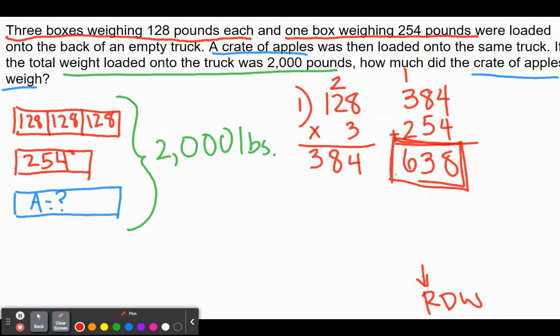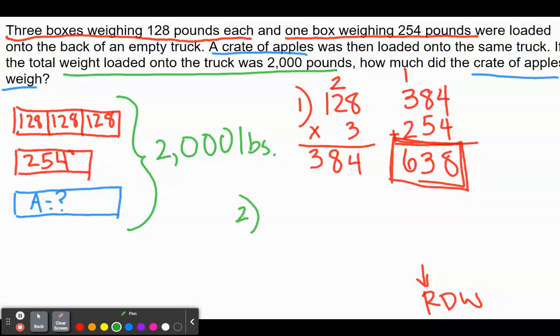Okay, so now let's see, can we figure out how much we have with the apples? We're still not sure how much those apples weigh, but we do know the total weight. So if I have 2,000 pounds all together, that's going to take us over to step 2.